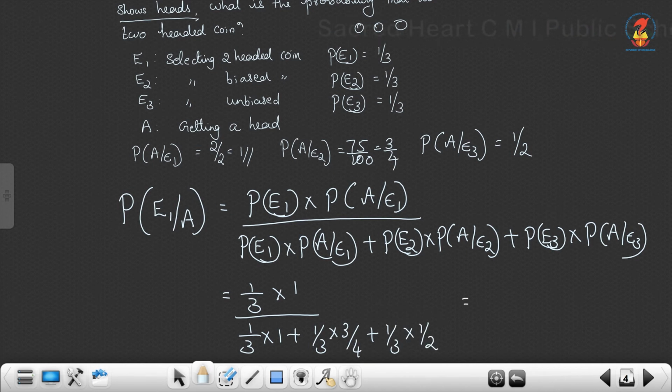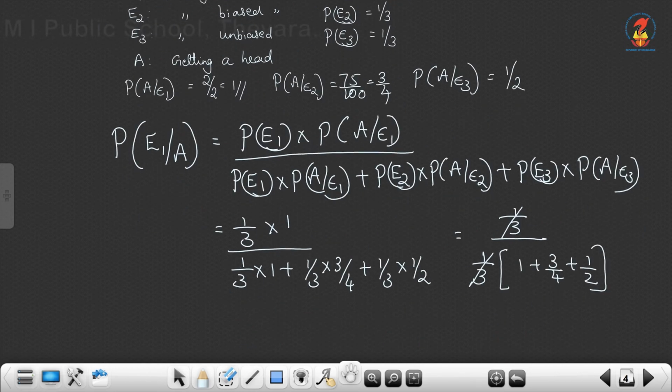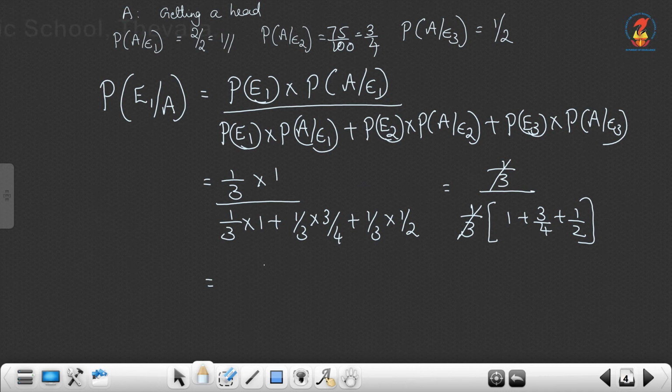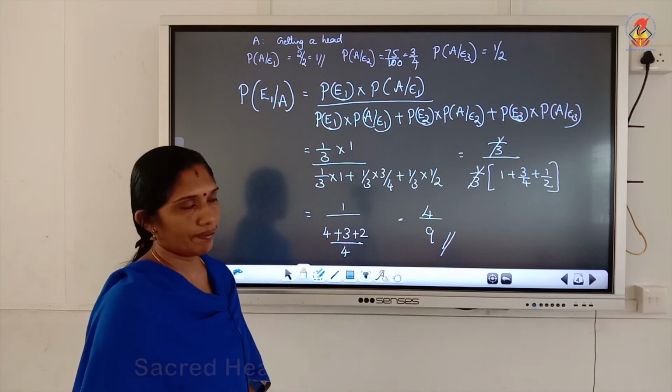So 1 by 3 we can take outside. 1 by 3 into 1 is 1 by 3. 1 by 3 taking out. Then 1 plus 3 by 4 plus 1 by 2. 1 by 3, 1 by 3 cancel. So it is 1 by... LCM is 4. 4 plus 3 plus 2 or 4 out of 9. Okay, check it. Taking LCM, then taking the reciprocal, it is 4 out of 9.